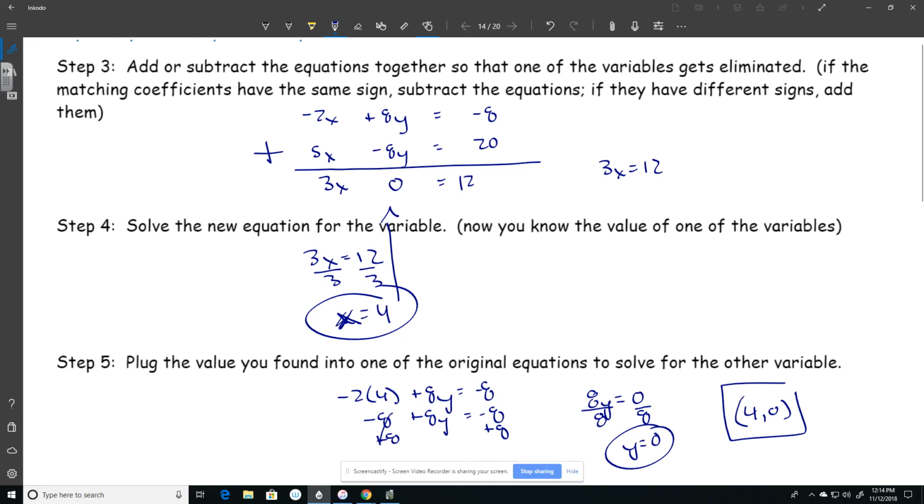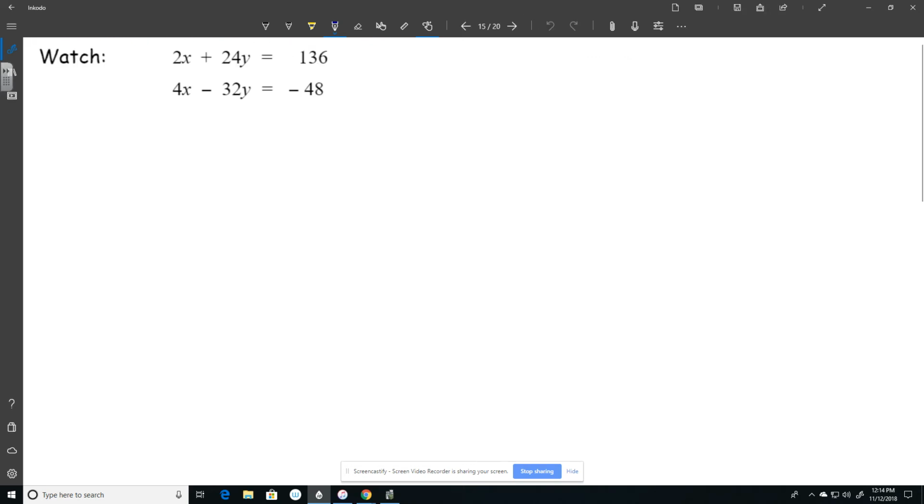Every once in a while, you'll end up with a situation like this one. 2x plus 24y equals 136. 4x minus 32y equals negative 48. 2 and 4 aren't a match. 24 and 32 aren't a match. 136 and negative 48 aren't a match. But I can change one of these equations.